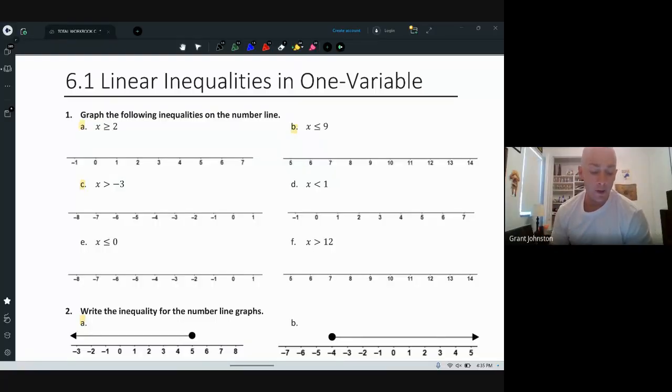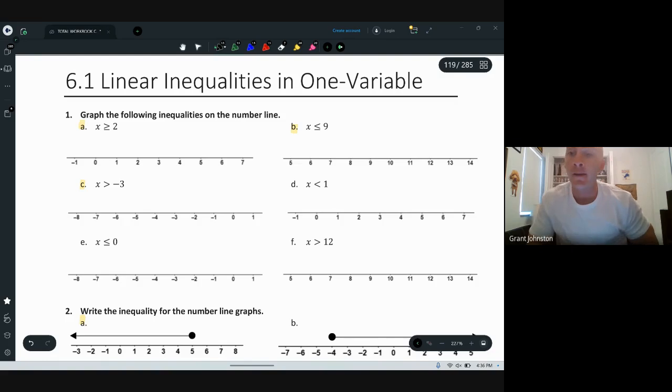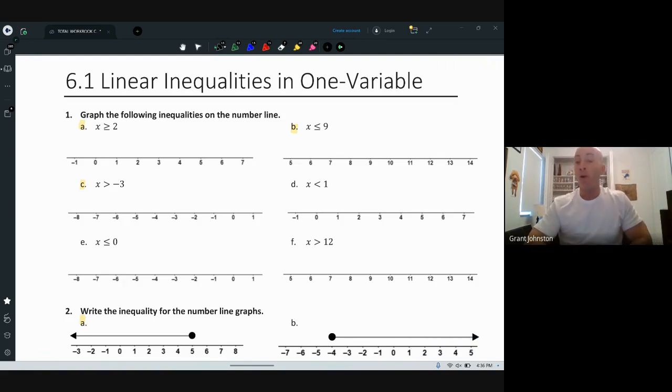Linear inequalities in one variable. Number one says graph the following inequalities on the number line. You've probably been doing this for a number of years, back in pre-algebra classes and even in your early grades. So A says x is greater than or equal to 2.